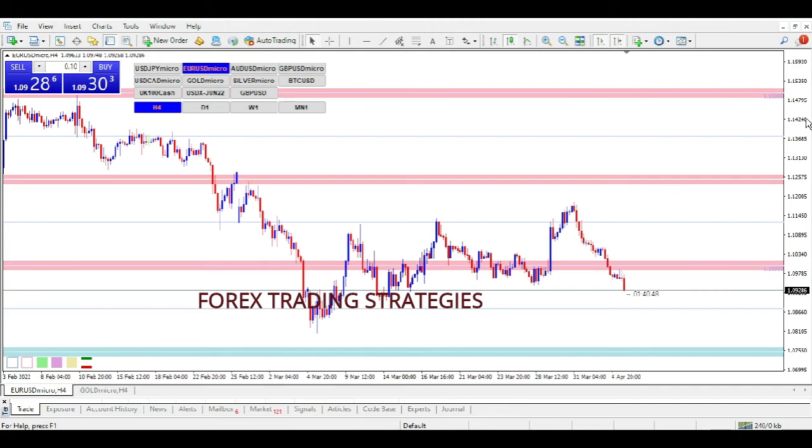Then lastly, we said simplicity. It mustn't be rocket science. You should have a robot that you can easily install and use. You can easily understand what it's doing. It has good management built into it, stop loss, take profit, trailing stops, break even, and all those nice functions.